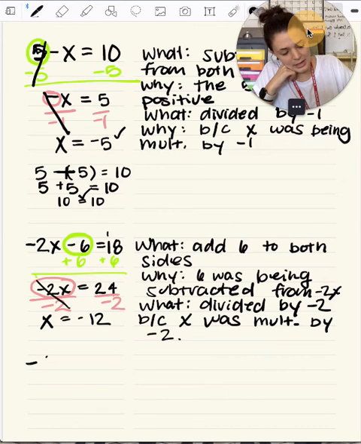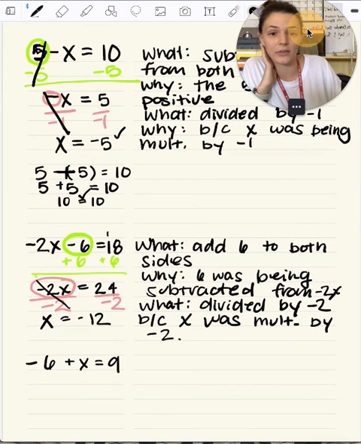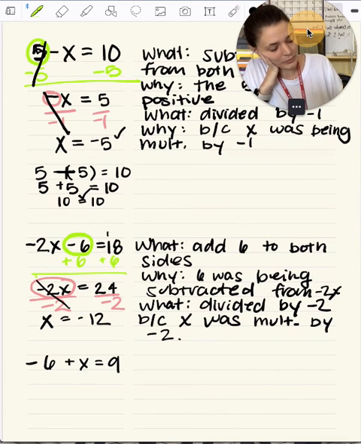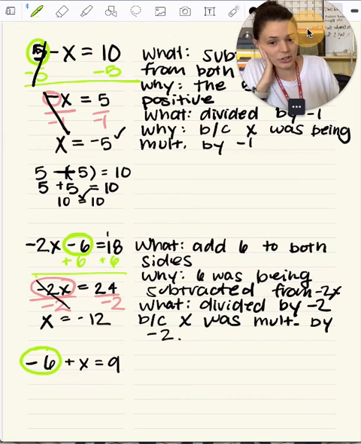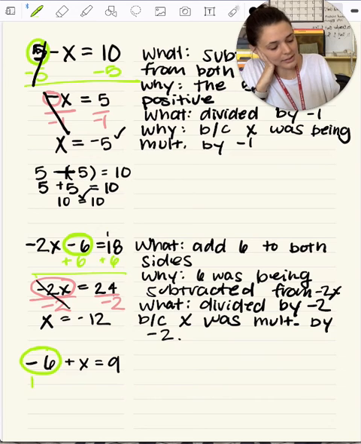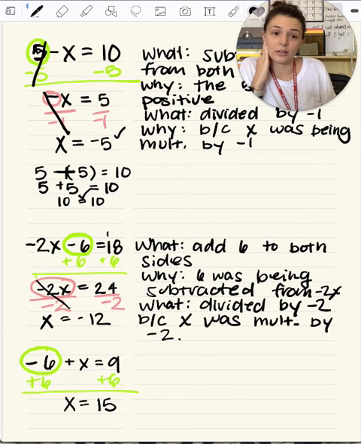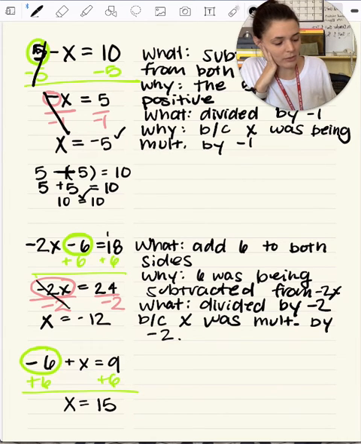Our last one says -6 plus x equals 9. I'm first going to look to see if I have any addition or subtraction. Right here I have a -6 that is not attached to the variable, so the first thing that I'm going to do is add 6 to both sides. That's going to give me x equals 15. So it turns out this is actually just a one-step equation. So we're done when we find our answer right there, x equals 15.